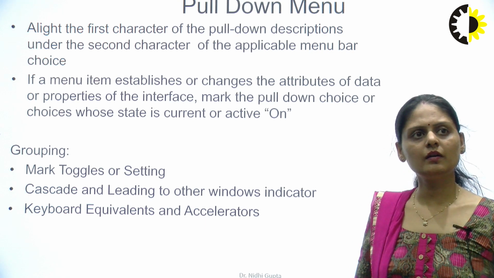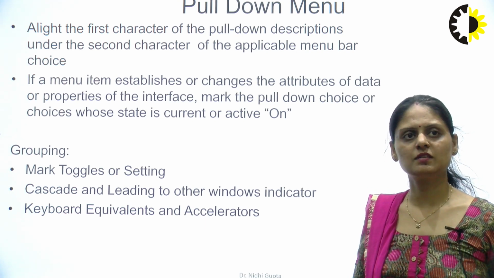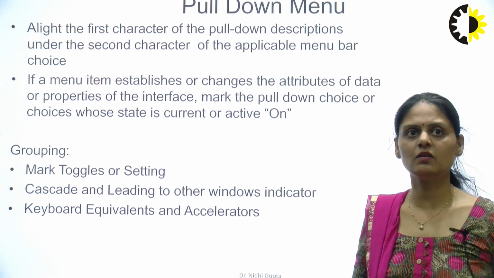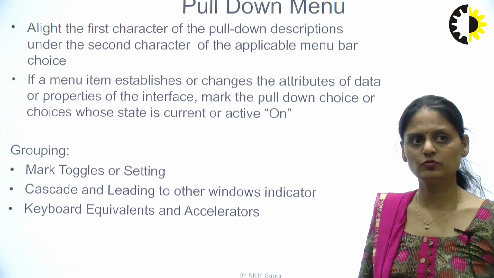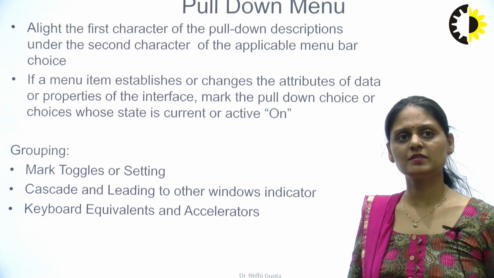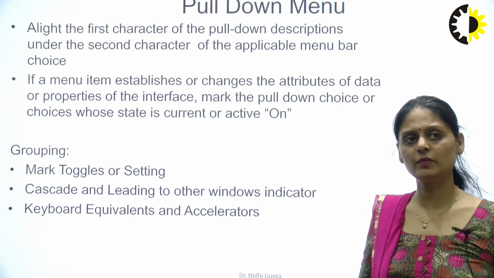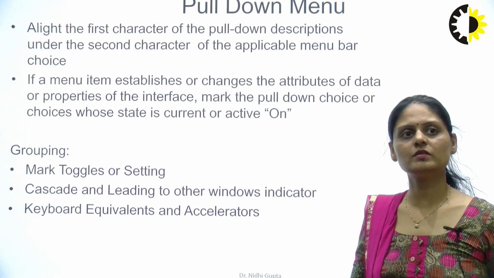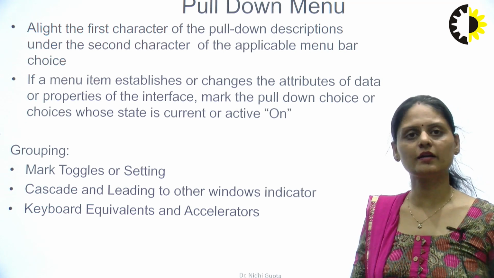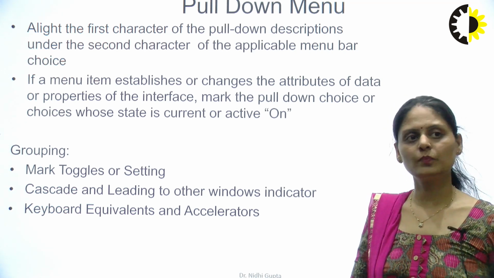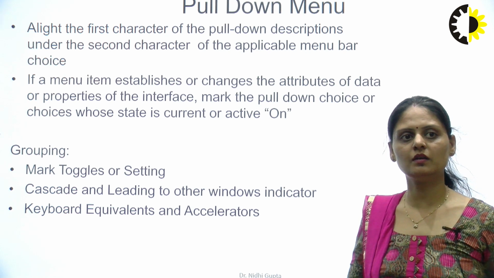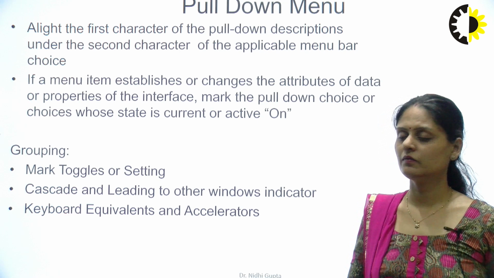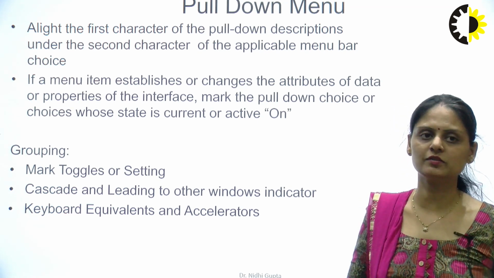Highlight the first character of the pull down descriptions under the second character of the applicable menu bar choices. If a menu item establishes or changes the attribute of data or properties of the interface, mark the pull down choice or choices with the current and active on state. Grouping is again required. We can group, mark toggles, cascade or leading to other window indicators should be marked, and keyboard accelerators should be there.